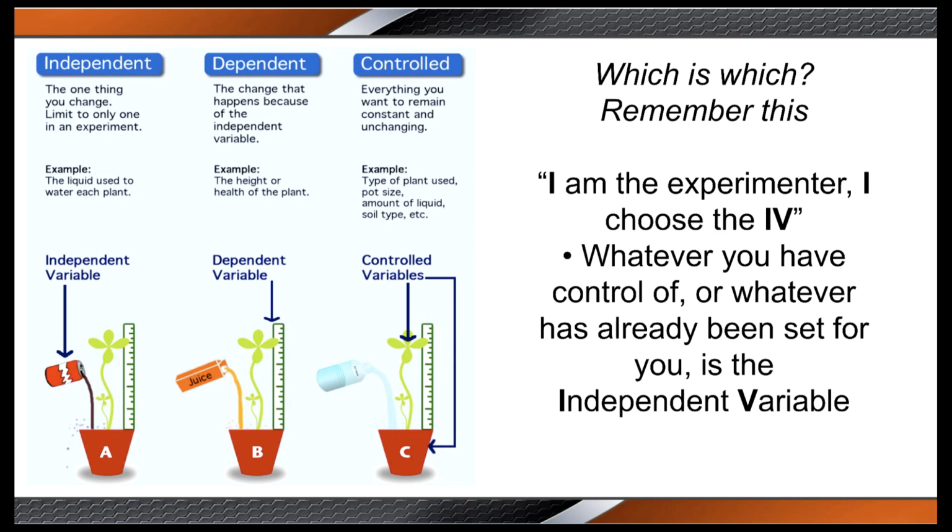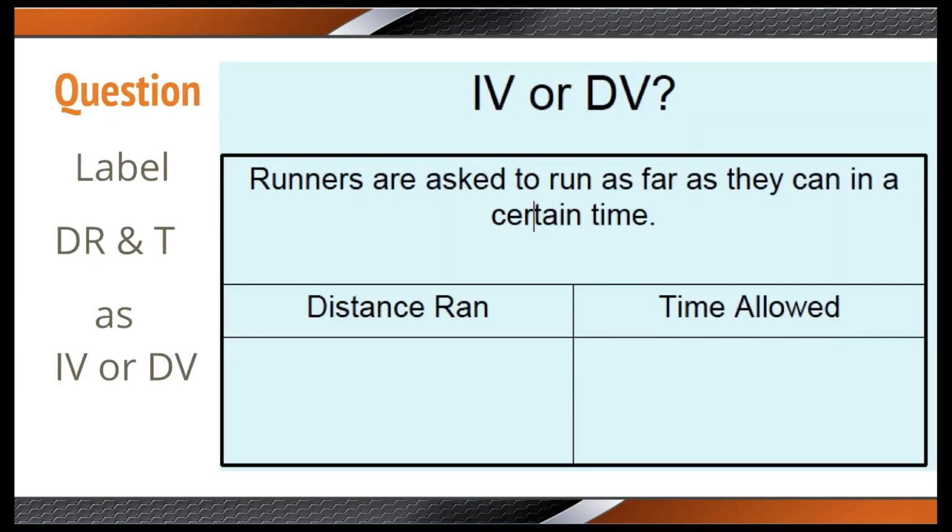Okay. Now, just a couple of ones here for us to think about. Runners are asked to run as far as they can in a certain amount of time. All right, so what are we controlling? Are we controlling how far the runner runs, or are we controlling the amount of time that they're allowed to run? Well, I'm controlling the stopwatch. So the independent variable is the time, and then the distance, how far were they able to go in a set amount of time? That's the dependent variable.